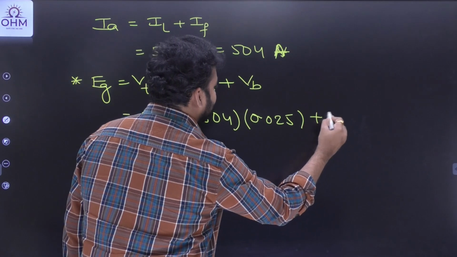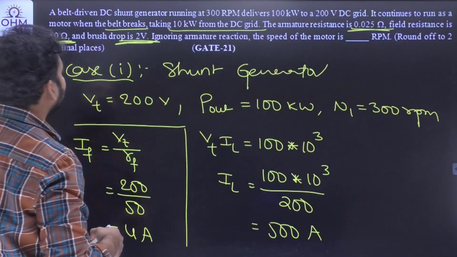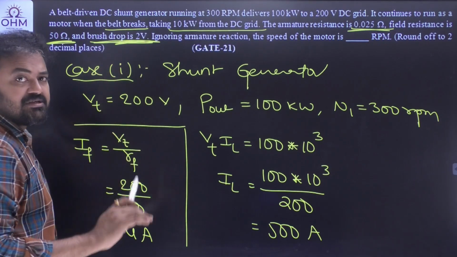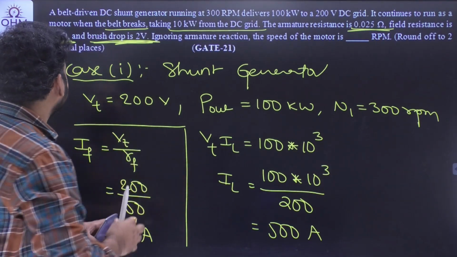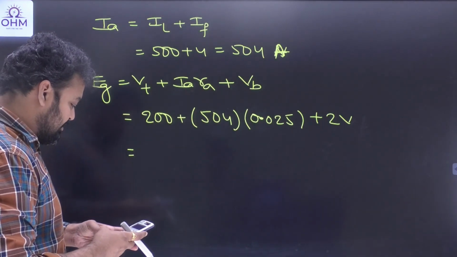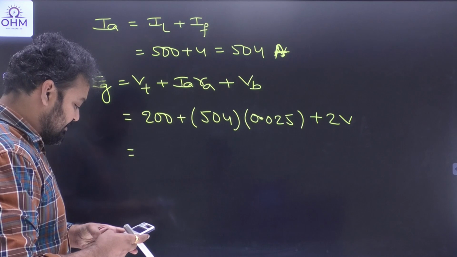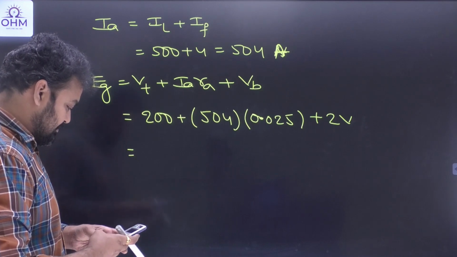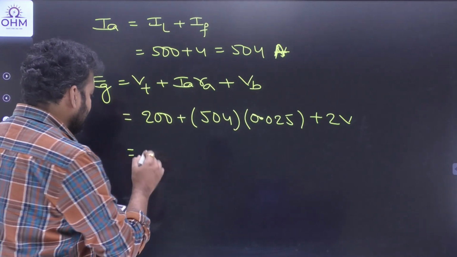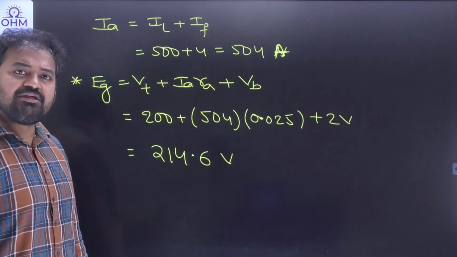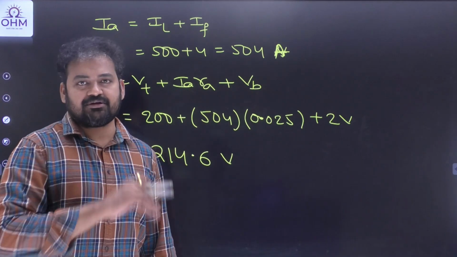0.025. Total brush drop 2 volt, isn't it? Let me go back. Is it brush drop per brush or just brush drop? Just brush drop means total brush drop. Okay, that is 2 volt. So now you combine, you will get generated EMF 200 plus 504 into 0.025 plus 2. So I'm getting 214.6 volt. That is the generated EMF when the machine is acting like a generator.